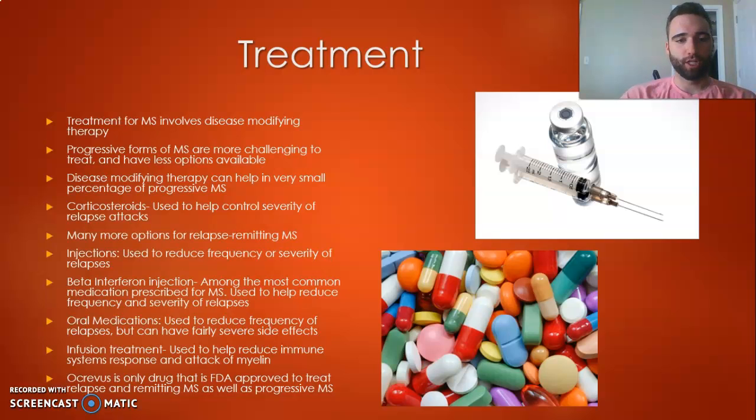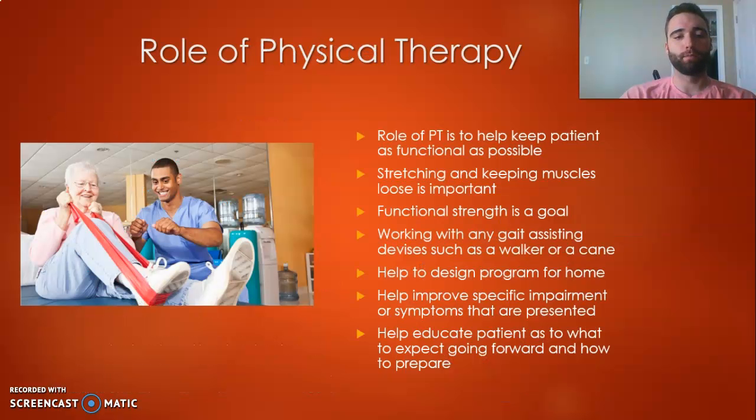Beta interferon injection is the most common medication. We have oral medications used to reduce the frequency of relapses, but they often have severe side effects. We have an infusion treatment, which helps to reduce the immune system's attack on myelin. And then we have a drug called Ocrevus, which is the only FDA-approved drug to treat both relapsing-remitting MS as well as progressive. So the field I'm looking to go into is physical therapy.